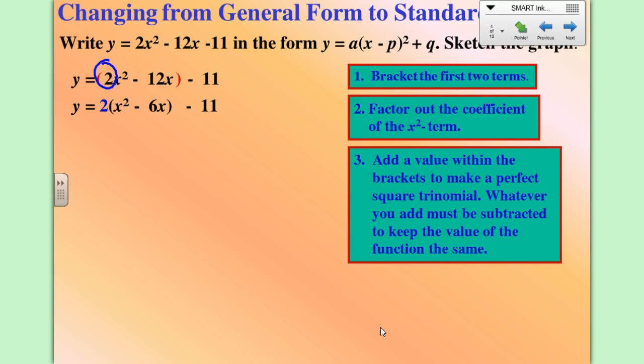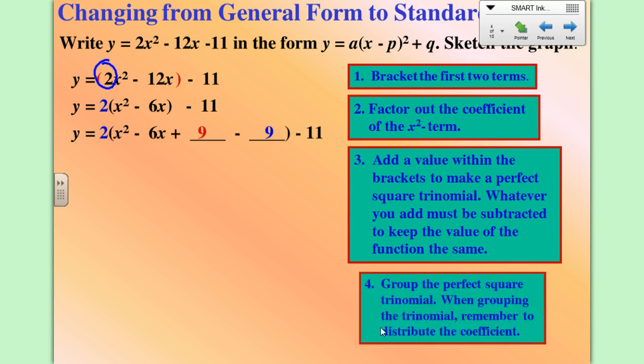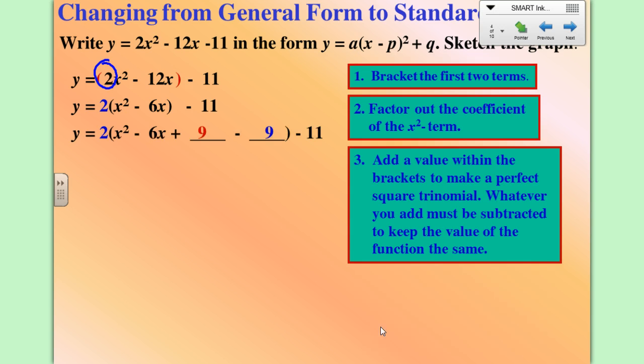What's the number I need? I need to have 9. But at the same time, I've got to subtract 9. Why? Because I can't just change it without balancing. I have to basically add nothing. But I need the 9, so at the same time, I'll subtract 9. I can't have that minus 9 in there. I need to kick this out.